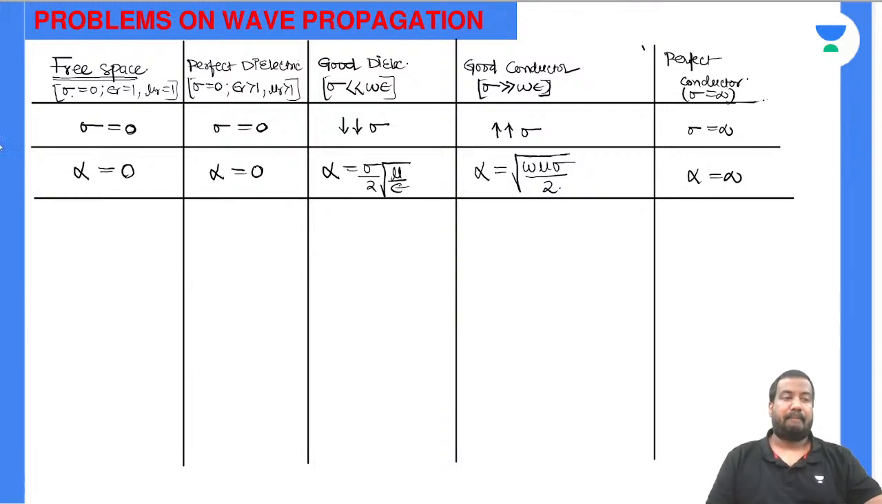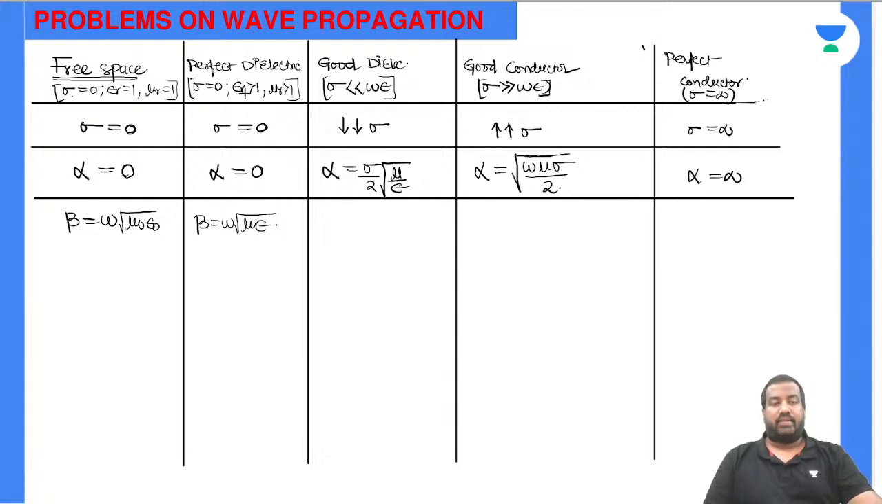Next, beta value. Omega into under root of mu naught epsilon naught, already derived. For perfect dielectric, omega into under root of mu epsilon. As you know, mu r is greater than 1, epsilon r is greater than 1, so beta value increases.